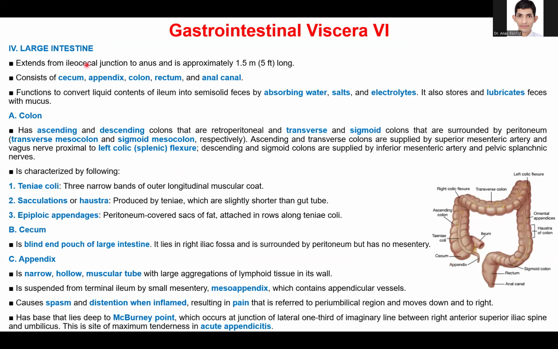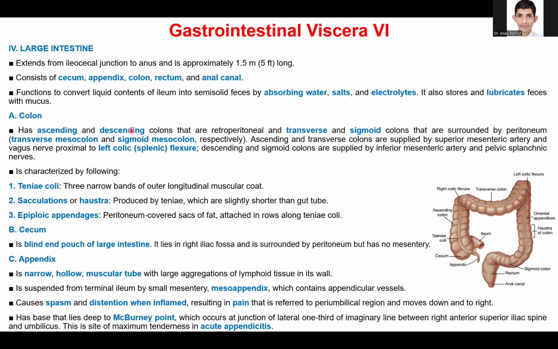The large intestine extends from the ileocecal junction to the anus and is approximately 1.5 meters, or 5 feet, long. It consists of the cecum, appendix, colon, rectum, and anal canal, as we can see in the figure. Its functions are to convert the liquid contents of the ileum into semi-solid feces by absorbing water, salts, and electrolytes. It also stores and lubricates feces with mucus.